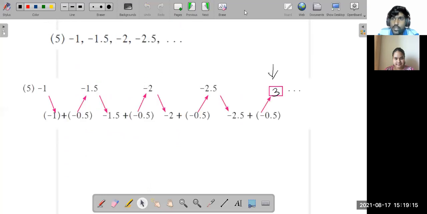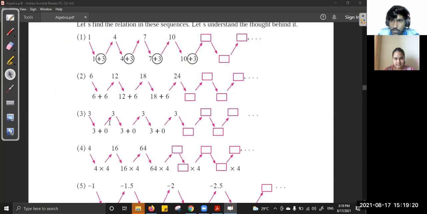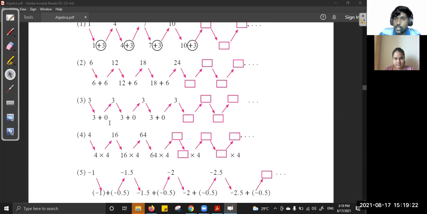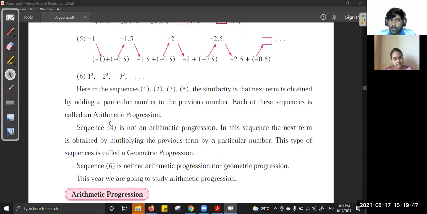Now, all these sequences that you saw here had some rules to get the next term. Whenever a sequence has some rule to get the next term, that sequence is called an arithmetic progression. Is it clear what is arithmetic progression now? If any sequence has a rule to get the next term, then we call it an arithmetic progression.